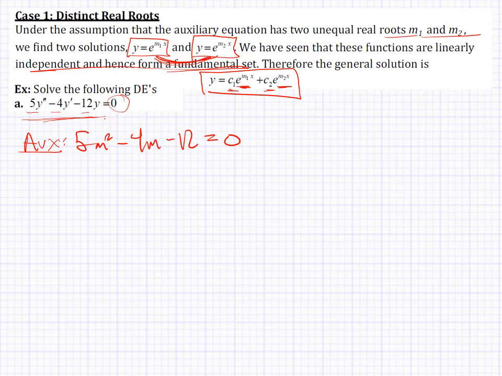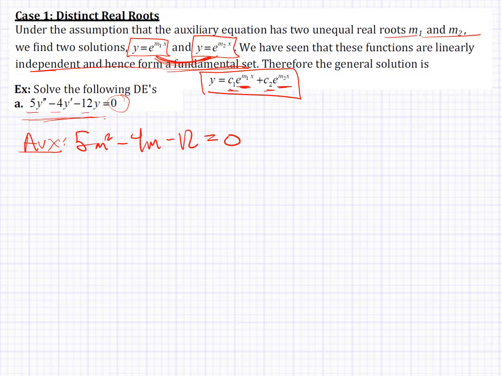So we solve that quadratic equation any way you want. You can use the quadratic formula. We can use factoring if it's possible. We can use completing the square, extracting the roots if it's possible. You learned four different ways to solve quadratic equations back in algebra. Pick one that works for you and do it.